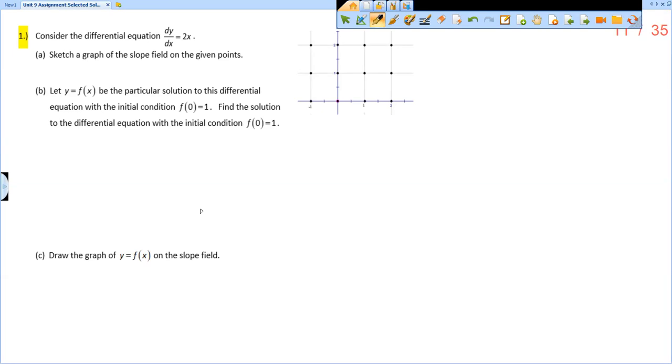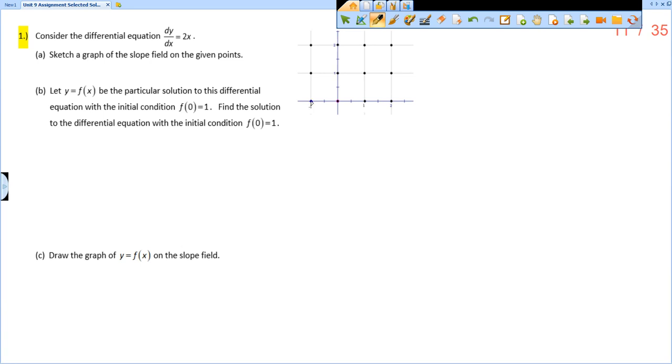This is the solution video for section 9.3, problem number 1. All right, so it says consider the differential equation dy/dx equals 2x. Sketch a graph of the slope field on the given points. Remember what we need to do is take each of these 12 points and think about the x and y value.